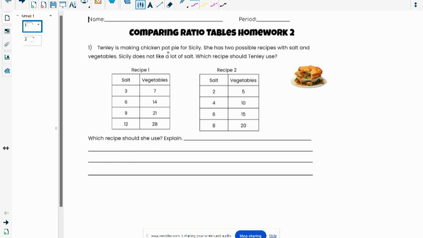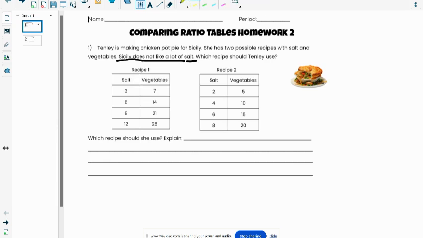So Tenley's making chicken pot pie for Cicely. Chicken pot pie looks like this. It's like a little pie that has vegetables and chicken and whatnot in it. She has two possible recipes with salt and vegetables. Cicely does not like a lot of salt, so she wants to know which recipe Tenley should use that would have less salt, right? Because if she does not like a lot of salt, that's our key phrase right here for how we would know which one we'd want.